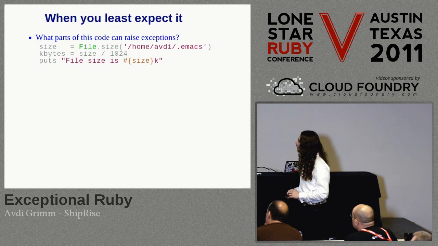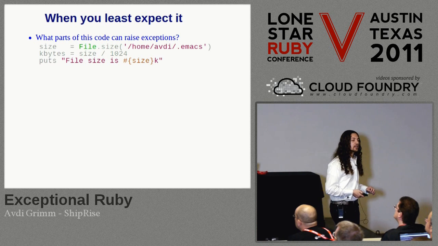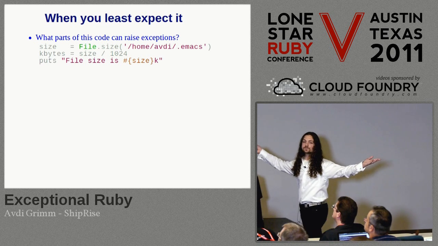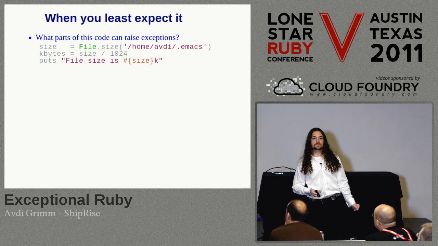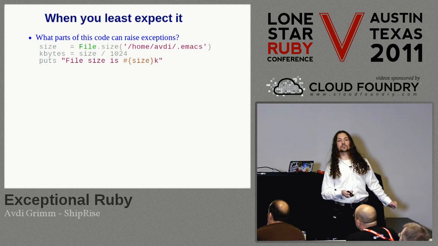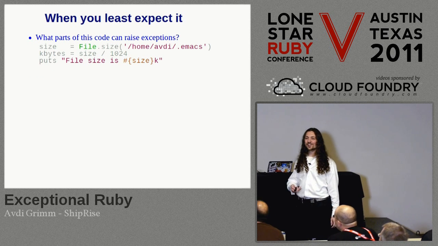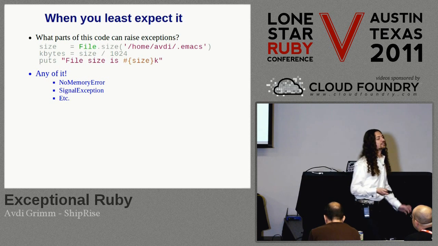Here's a pop quiz for you. What parts of this code can raise an exception? Anything? Any ideas? The first two? All of it. I heard that. All of it. It's a trick question. The true answer is all of it.